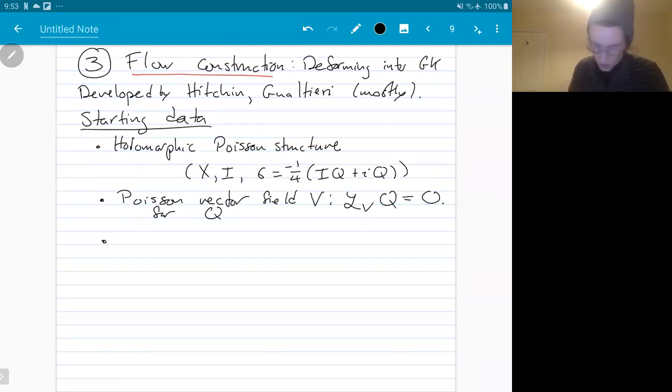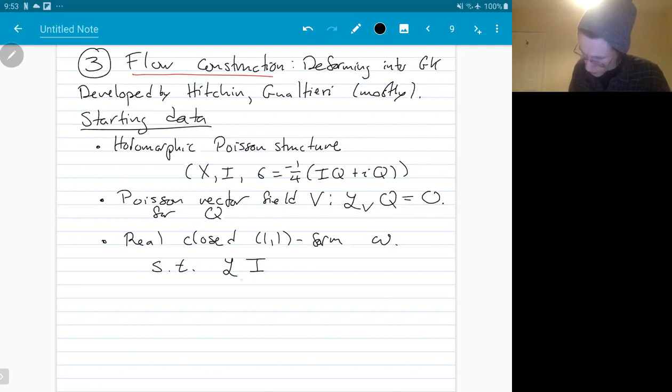And then the third structure is a real closed 1-1 form, omega. And it has to satisfy a compatibility condition, which is that if we take the Lie derivative of the complex structure with respect to this vector field, this is given by Q composed with omega.